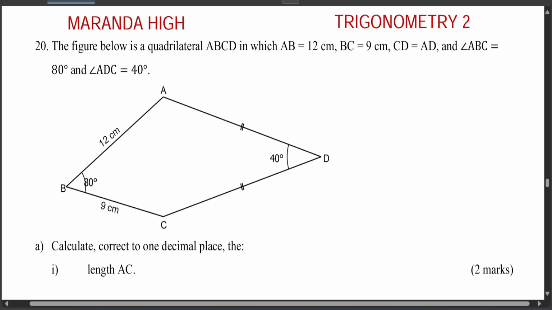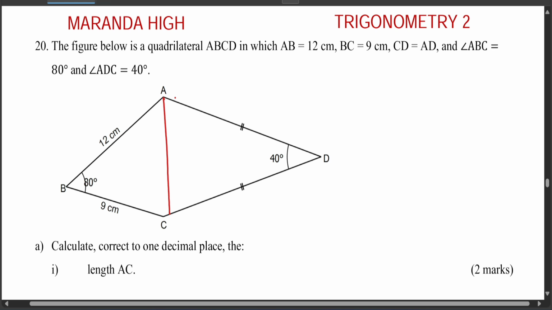Question 20 says the figure below is a quadrilateral ABCD in which AB equals 12 cm, BC equals 9 cm, CD equals AD, and angle ABC equals 80 degrees, and angle ADC is equal to 40 degrees. Question A asks us to calculate, correct to one decimal place, the length AC. Sawa. So tunauliza to calculate hiyo length ambayo iko hapa AC, which I'm going to draw right now.